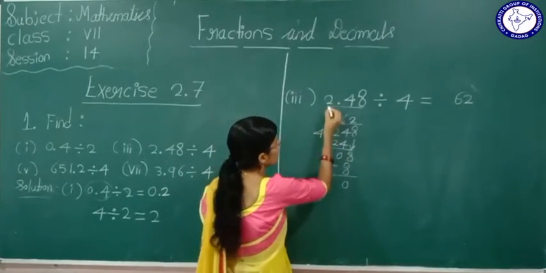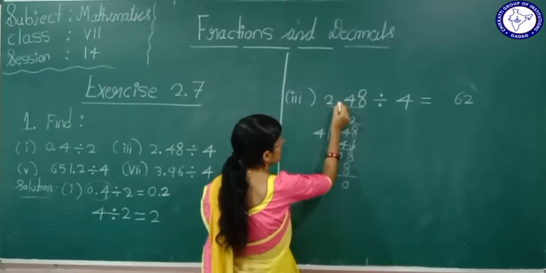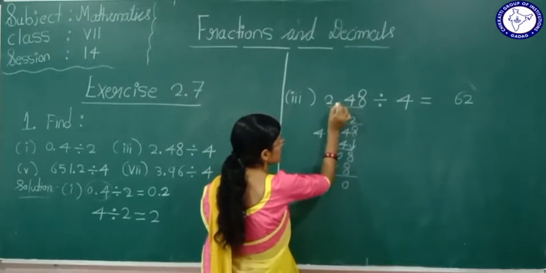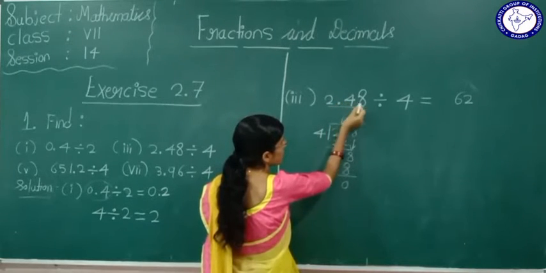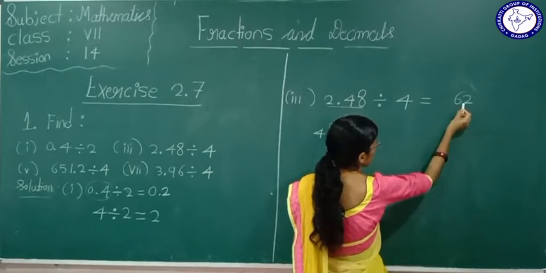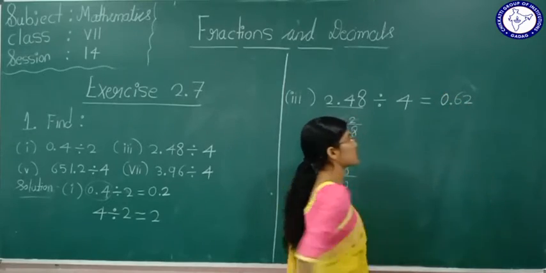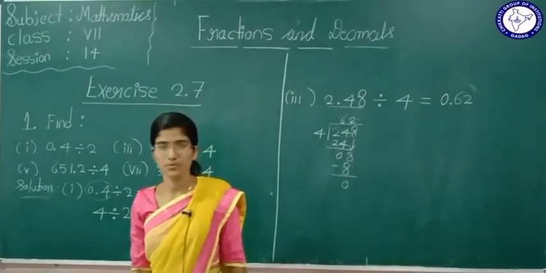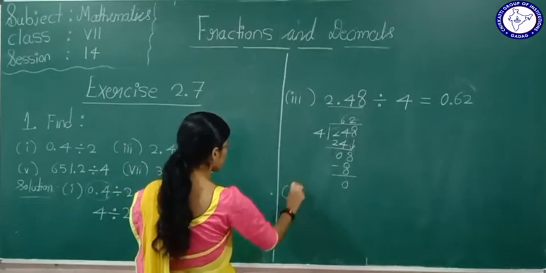Now see here, in this decimal number, the decimal point is there. Okay. After this decimal point, how many digits are there here? It is 1, 2. From the back side, after 2 places you put the decimal point. 1, 2. It will be 0.62. Okay.